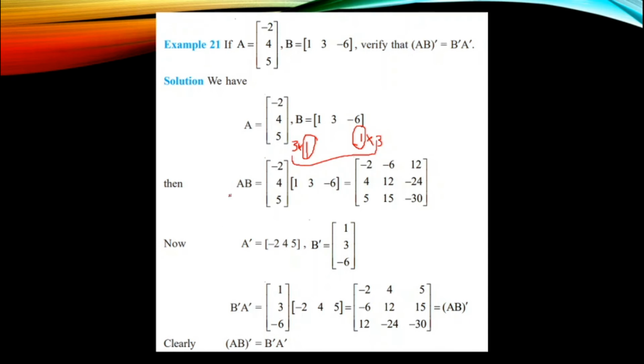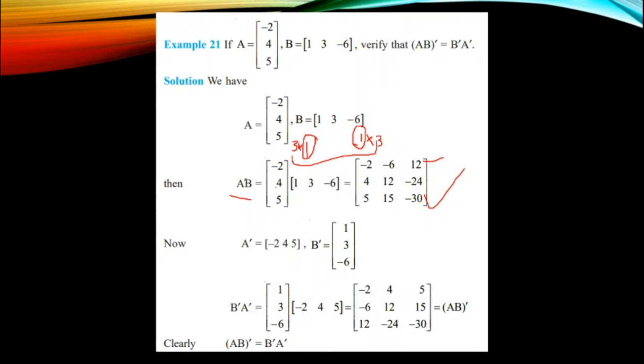So we find AB. Multiply minus 2 into 1, then minus 2 into 3, then minus 2 into minus 6. Next, second row, first column, 4, then 12, then minus 24. Then 5, then 15, minus 30. Easy, right? As we have done in the previous exercise, multiplication.